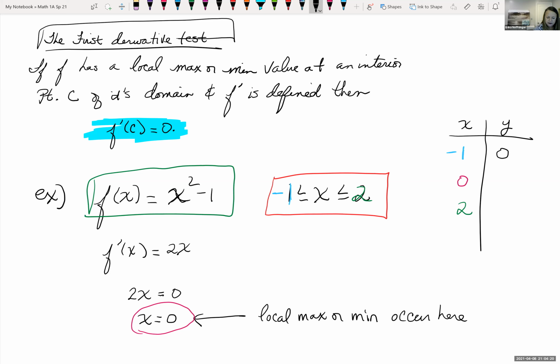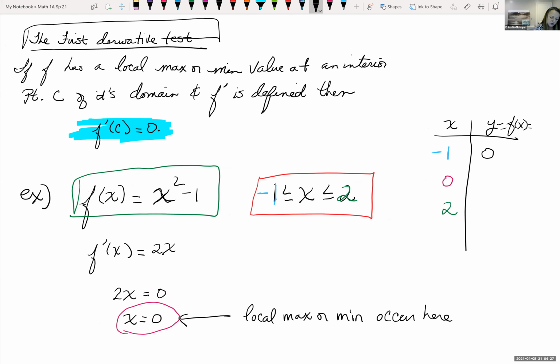If I plug in 0, wherever I see an x, squared minus 1, I would get 0 minus 1, which is -1. If I plug in 2, wherever I see an x here, 2 squared is 4, 4 minus 1 is 3. So the smallest value I get back, that's our absolute min. And the largest value we get back is our absolute max.